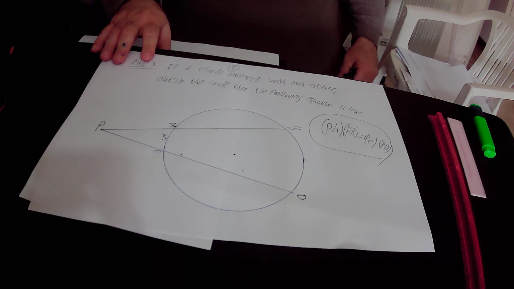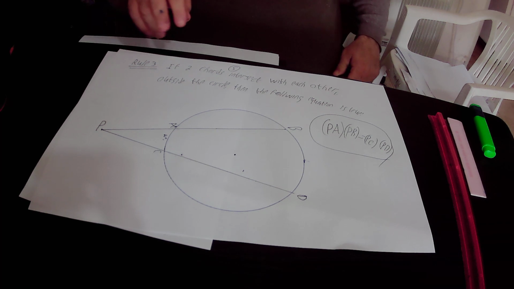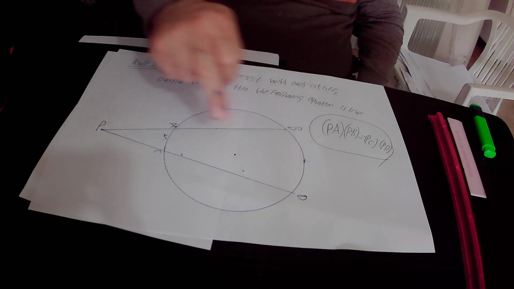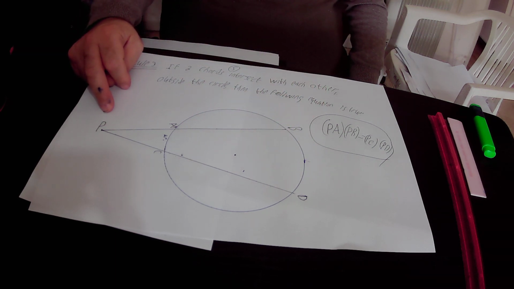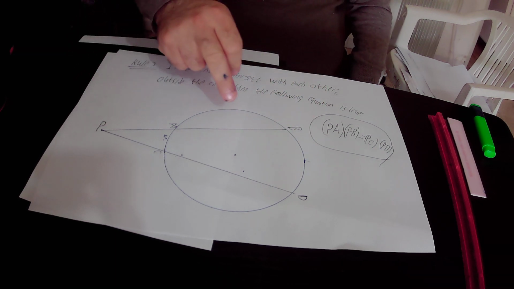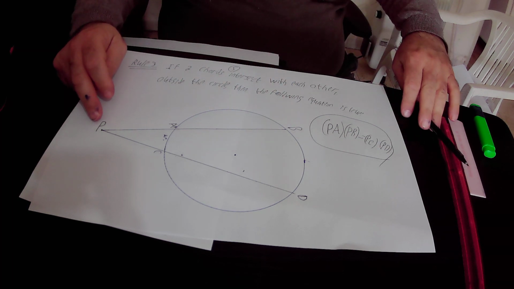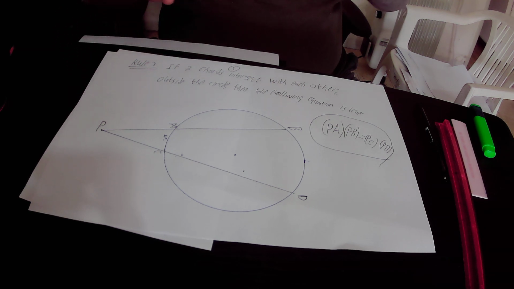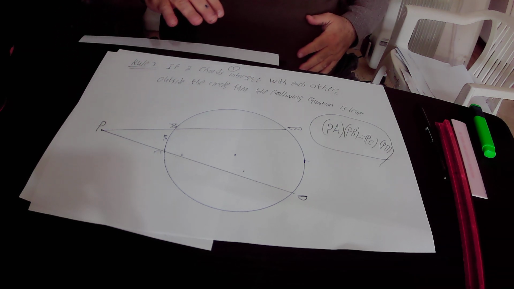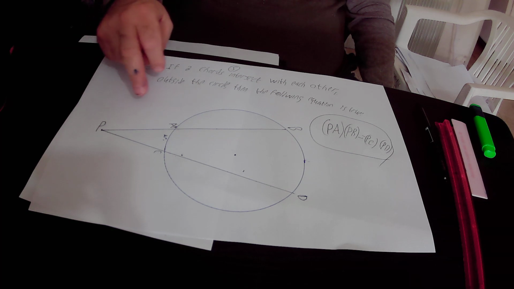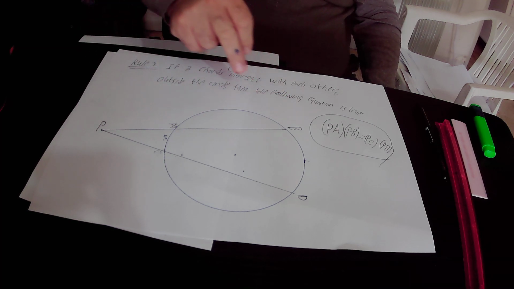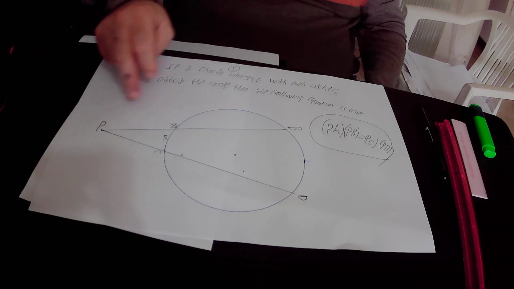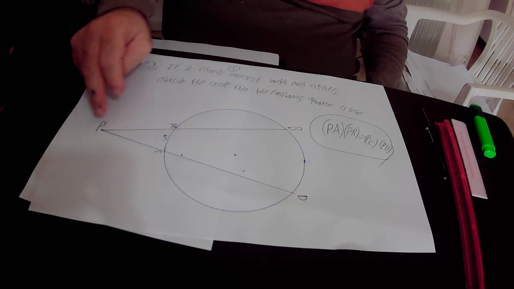So here, chord AB intersects with chord CD at point P. Point P is the intersection point of chord AB with chord CD that is outside the circle. So in this case, the following equation is true, that PA times PB equals PC times PD. Again, PA times PB equals PC times PD.